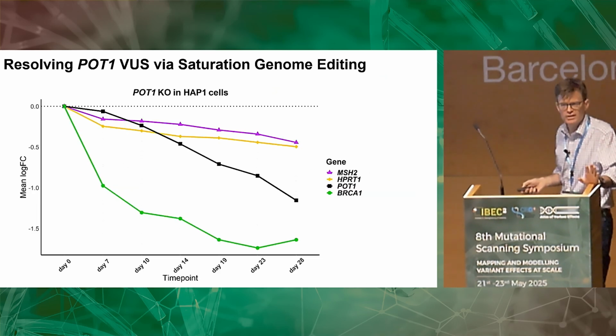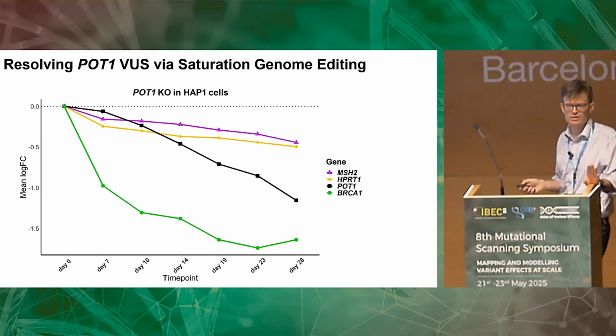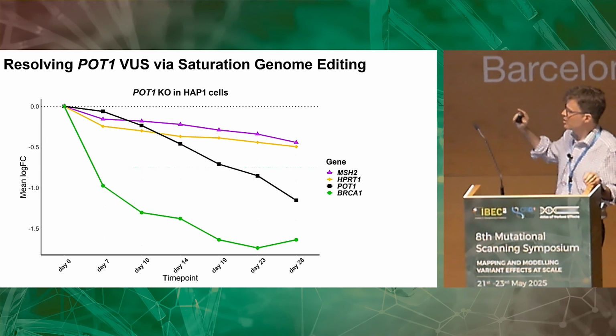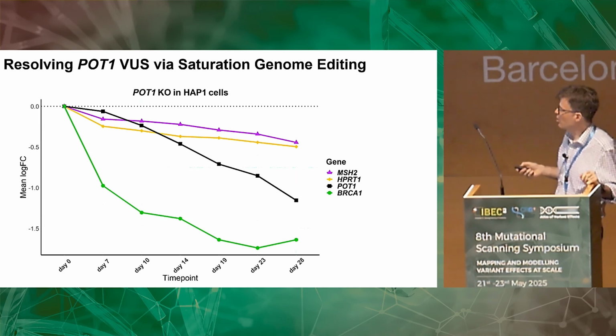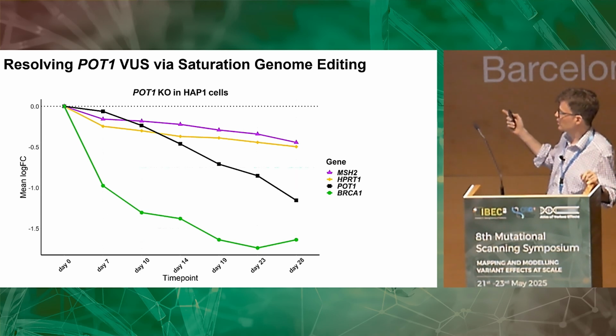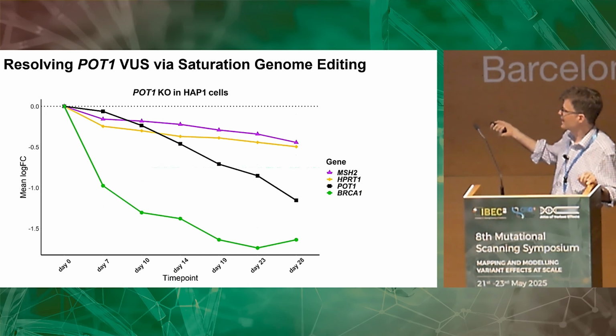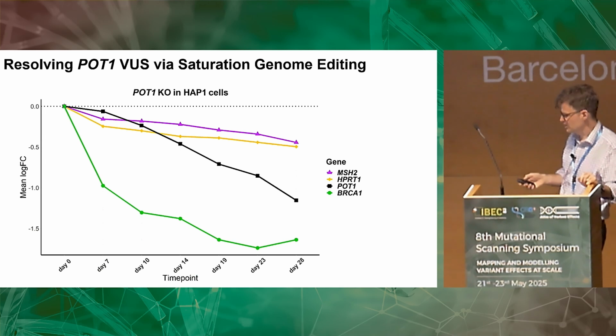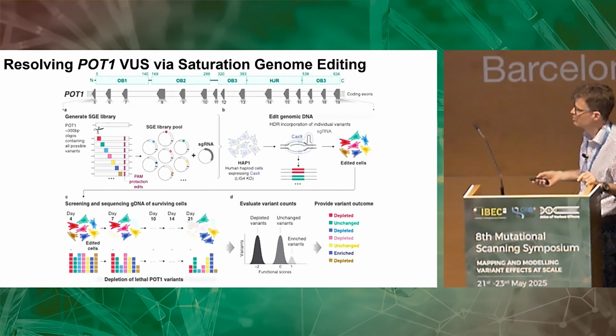So very fortunately for us, POT1 is an essential gene in HAP1 cells. And so this is a graph that shows the kinetics of cell growth of cells in which we've disrupted POT1. We've got two genes here that are non-essential genes, and also BRCA1, which is, of course, an essential gene. So because of this, this gives us an opportunity to use the Starita-Findlay-based saturation genome editing approach.